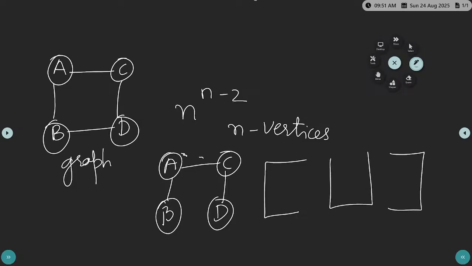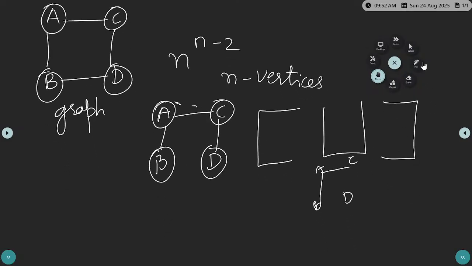Is there any other possibilities? Put them. But all vertices should be there. Edges can be removed. For example, if I put like this. This is A. This is C. This is B. And this is D. Is this a spanning tree? No, it is not a spanning tree because it cannot be disconnected. Is that clear? It cannot be disconnected.